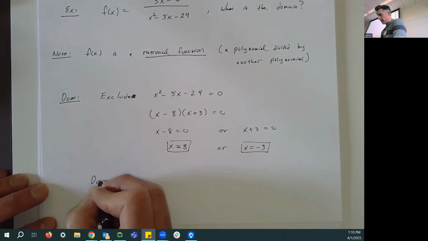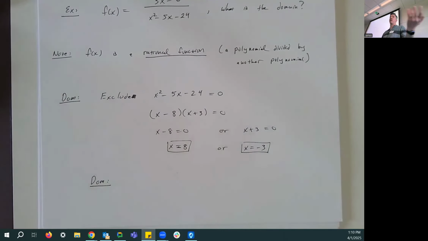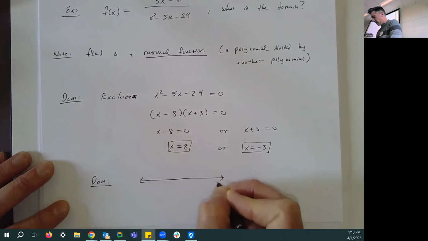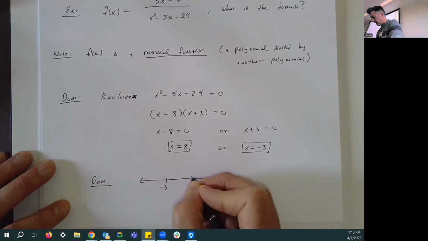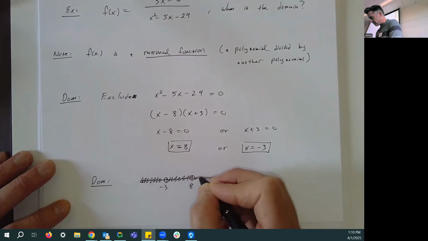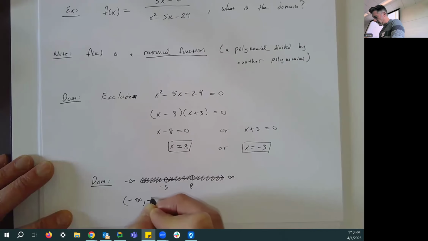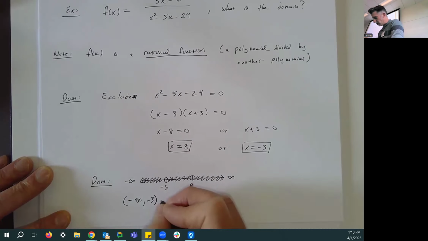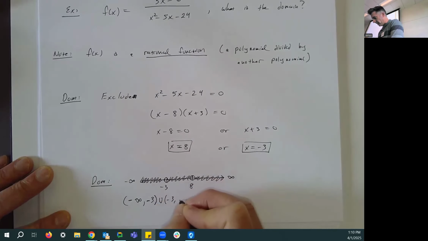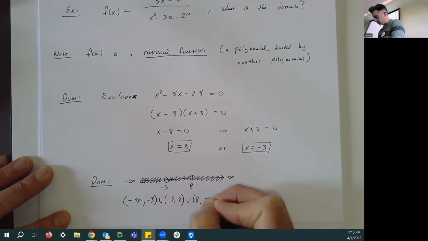Those are my 2 problem points. So my domain is everything except for that. I often like to draw it on the number line. The number line is great, by the way. The number line is something you should use all the time, whenever it makes sense to. If I put an 8 on there and a negative 3, I don't want those 2 numbers, but I literally want to include everything else. So I want my domain to be everything from negative infinity to negative 3, excluding negative 3, union everything from negative 3 to positive 8, excluding positive 8, union everything from 8 to infinity.